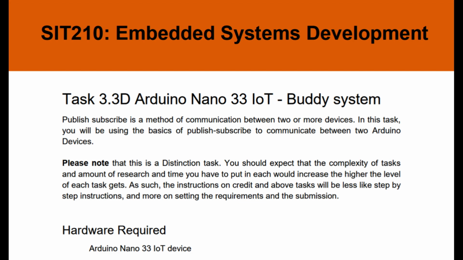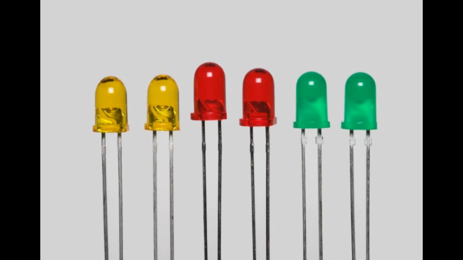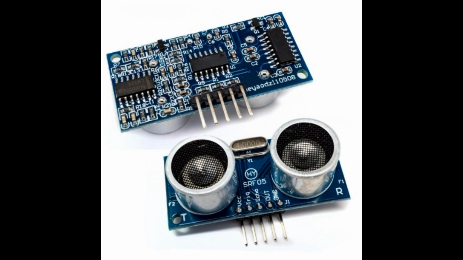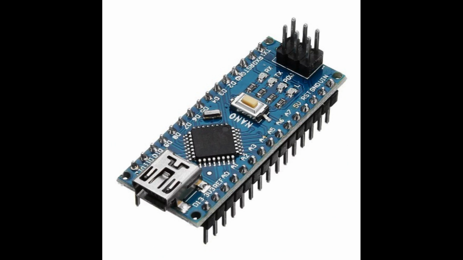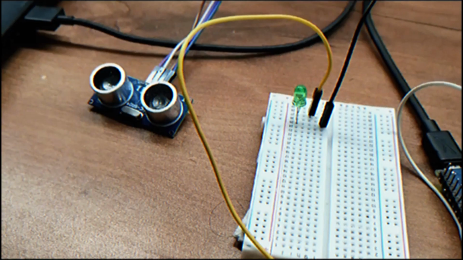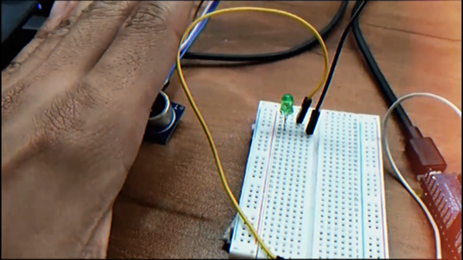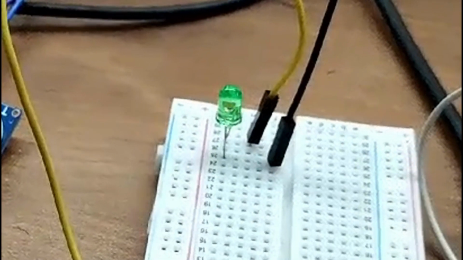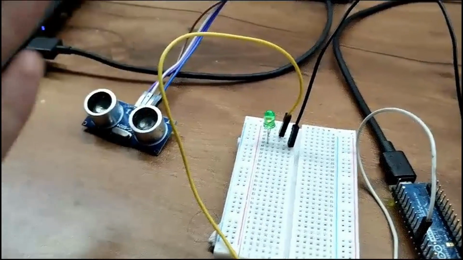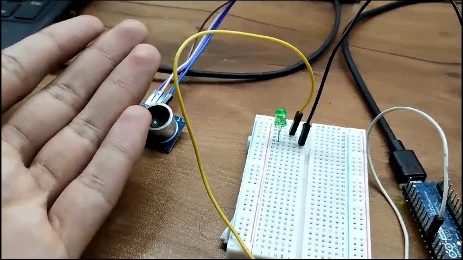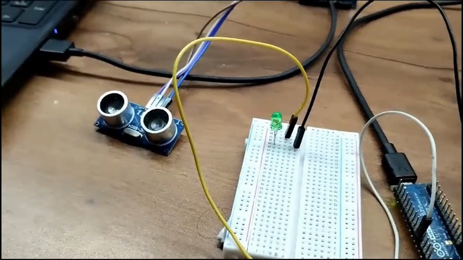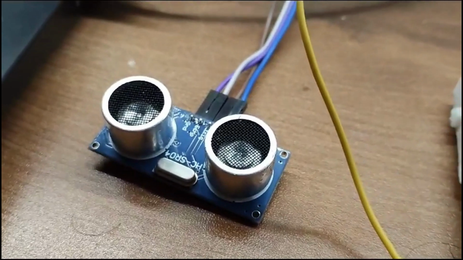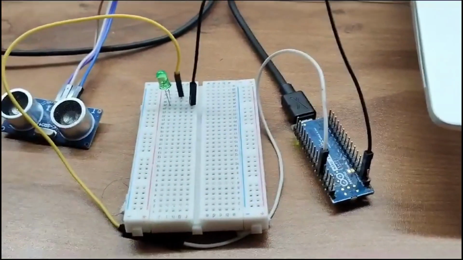As I mentioned earlier, we are using an LED, an ultrasonic sensor, and an Arduino Nano to perform this task. As you can see, I have connected the ultrasonic sensor to the Arduino Nano using a breadboard and jumper wires. The VCC and ground pins of the ultrasonic sensor are connected to the VCC and ground pins of the Arduino Nano respectively. Trig and echo pins are connected to D2 and D3 pins of the Arduino Nano. This was all about the transmitter part.